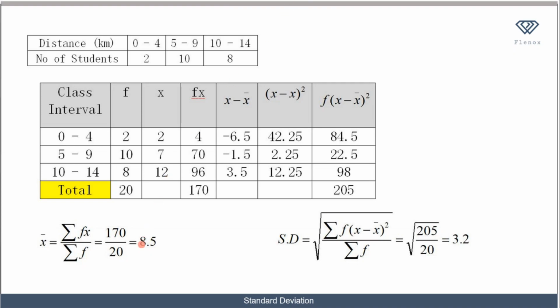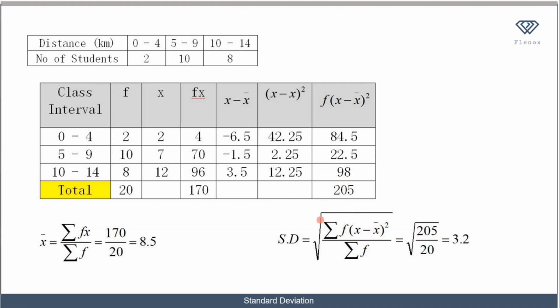So we subtract 8.5 from all our corresponding values of x to get this column over here, x minus x bar. After which we find the square of it and multiply by our frequencies. If you don't understand, you can watch the video where I talked about variance. I explained it better in detail. So we now found the sum to get 205.